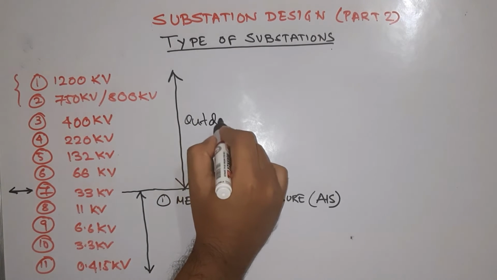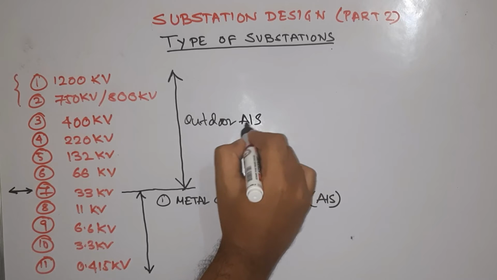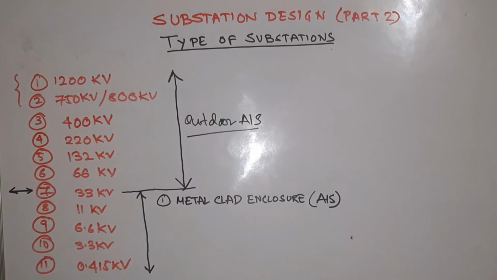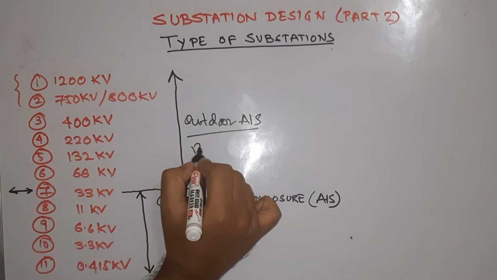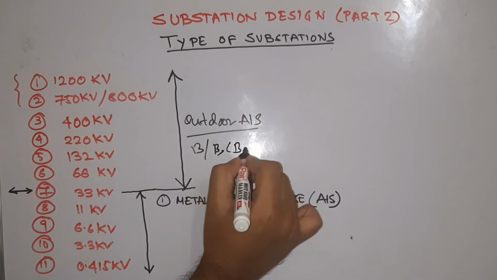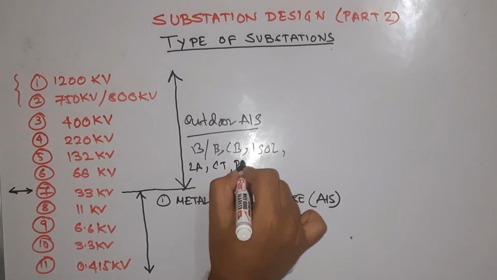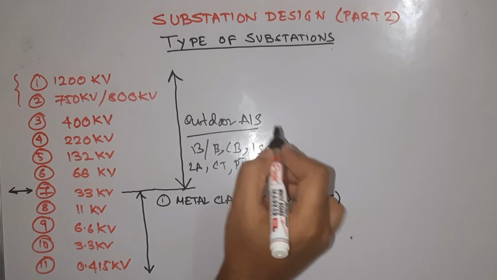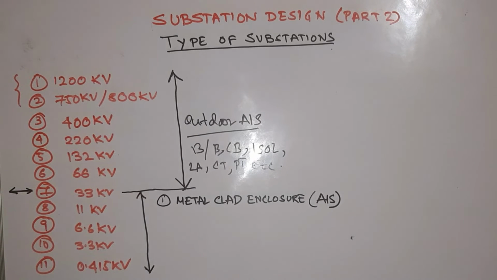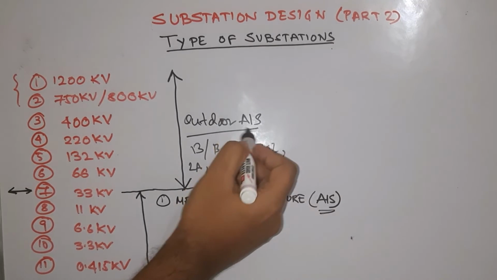This is an outdoor air insulated switchyard. What is a switchyard? Here the substation components, that is bus bar, circuit breaker, isolator, lightning arrestor, CT, PT, all these things are installed outside, that means outdoors in a yard, an open to sky area. This is called AIS, or air insulated switchyard. Here AIS means air insulated switchyard.